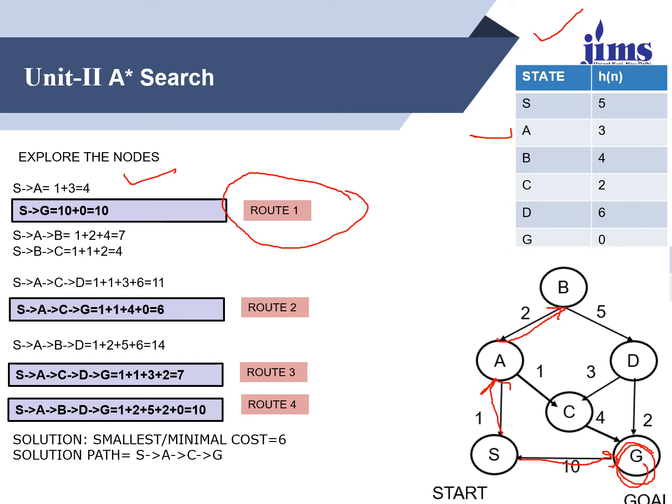Now we further move on. The unexplored node is S to A. So we explore it again. S to A to B and S to A to C. There are two paths. So we have written S to A is 1 plus 2 and the heuristic of B is 4. So it becomes 7. Then S to A is 1. Then A to C is 1 plus the heuristic of C is 2. So it becomes 4. Now again further on we will explore.